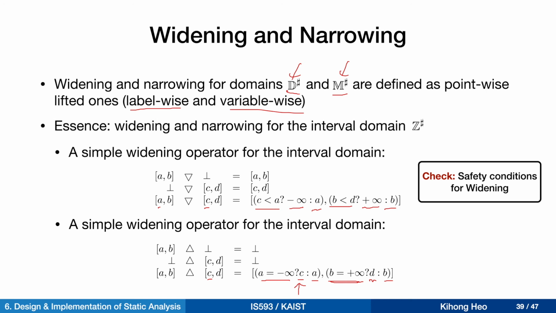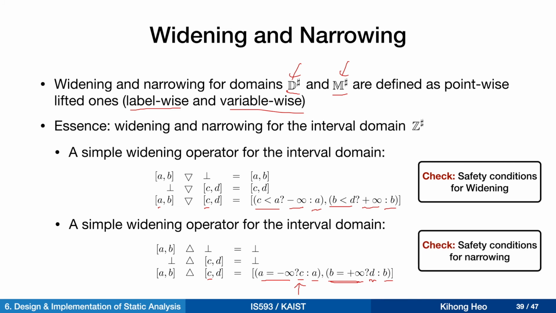Okay. And then let's check the safety conditions for narrowing. As you can see, the narrowing result is always in between the two operands, right? And the decreasing chain by narrowing is always finite because it only takes care of a big jump from infinity to a finite number, and doesn't care about jumps from one finite number to another finite number. So the narrowing chain is always finite. So the narrowing operator is also safe.